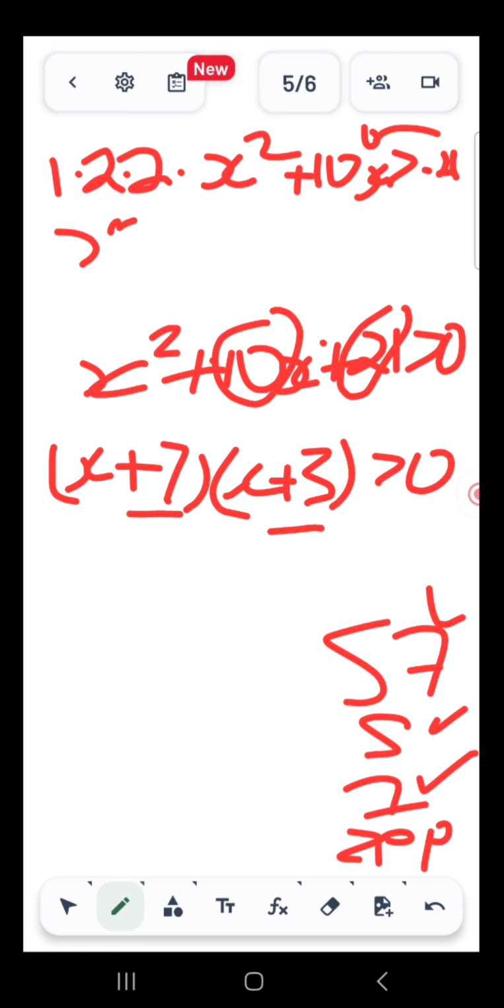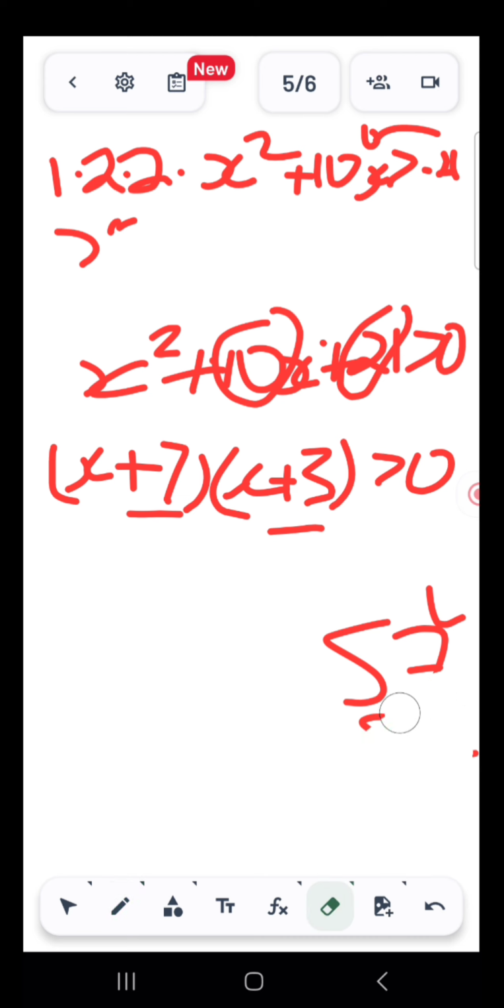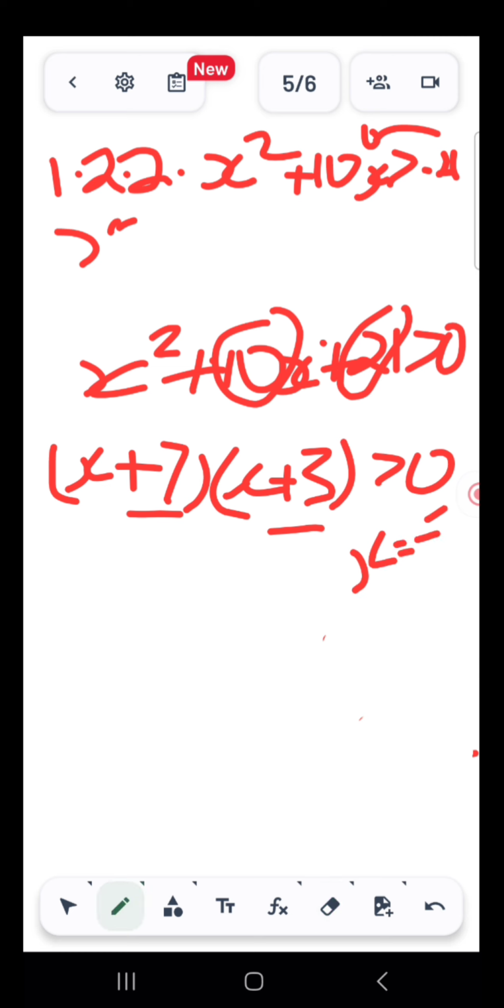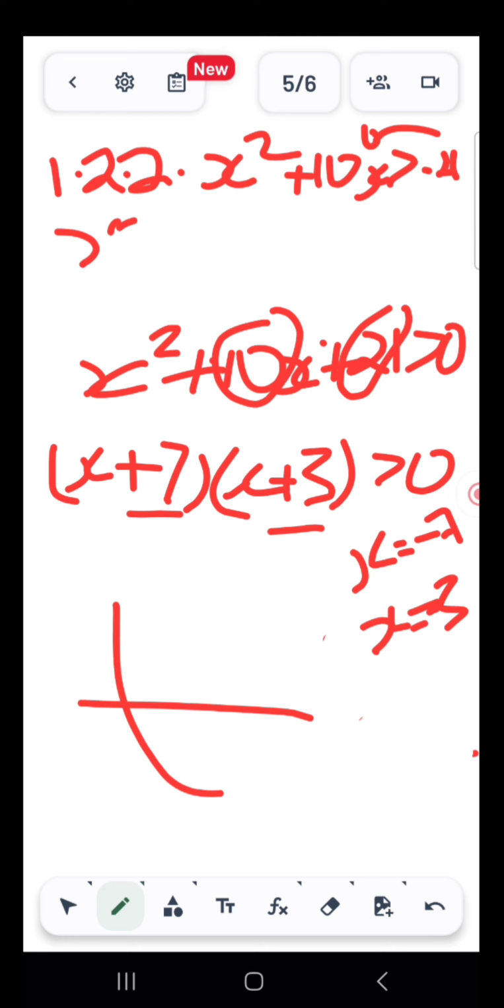Now, if we're doing a normal solve for x, we do ZPP, and then we'd have x equals -7. We'd also have x equals -3. These are the critical values, right? Those are what we use to draw a graph. So a parabola is smiley, so that's easy enough.